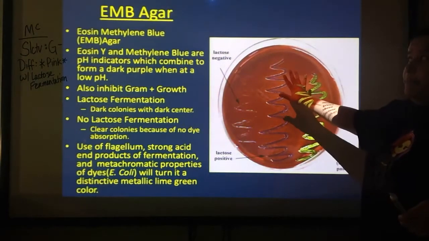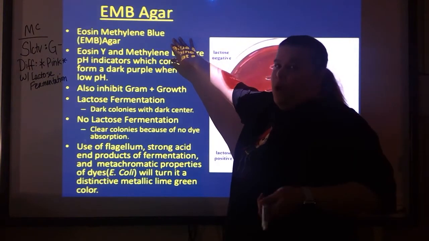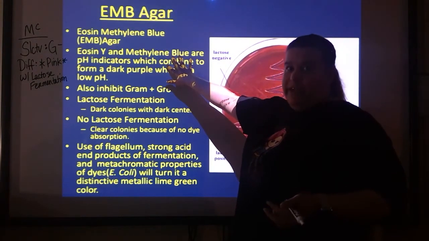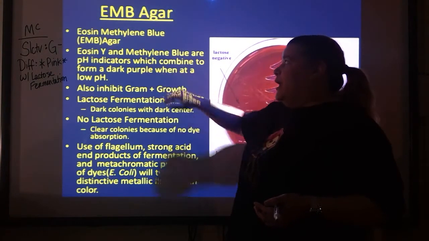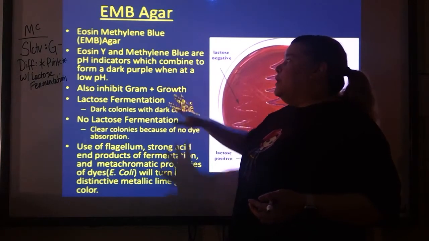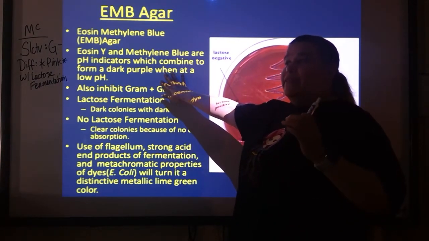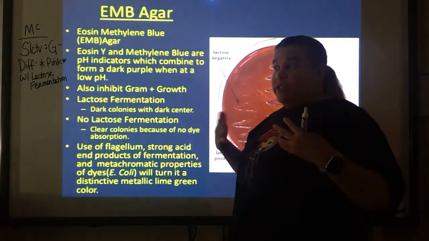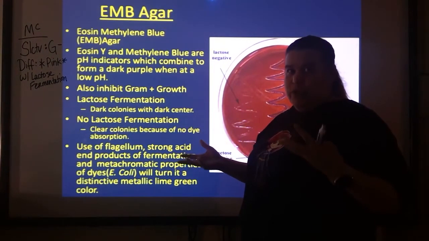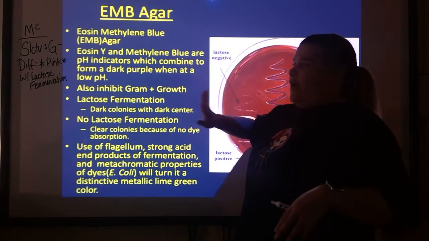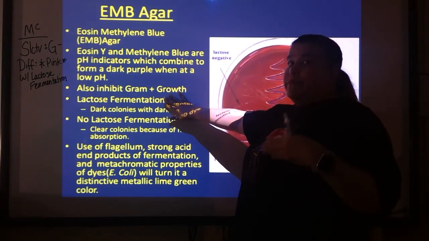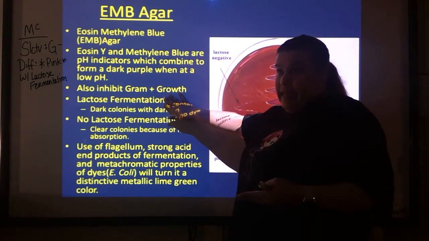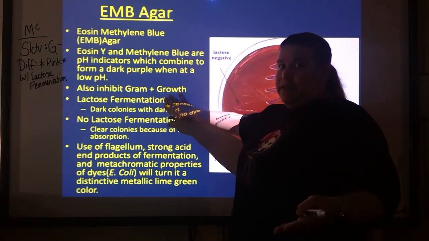Next, we have EMB, eosin methylene blue agar. Why is it called that? Because it has 2 pH indicators, eosin Y and methylene blue, and they can combine to form a dark purple color when in the presence of a low pH. That's differential. Only certain bacteria have a low pH and they'll show up dark purple. It is selective, however, in the fact that it inhibits gram-positive bacteria. What does that mean? It's selective for gram-negative. It likes gram-negative.